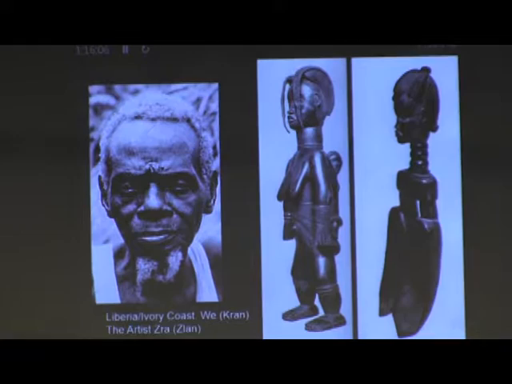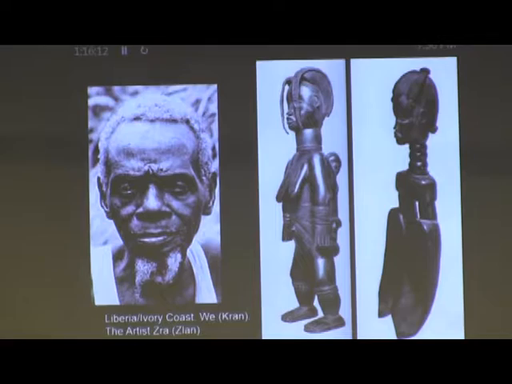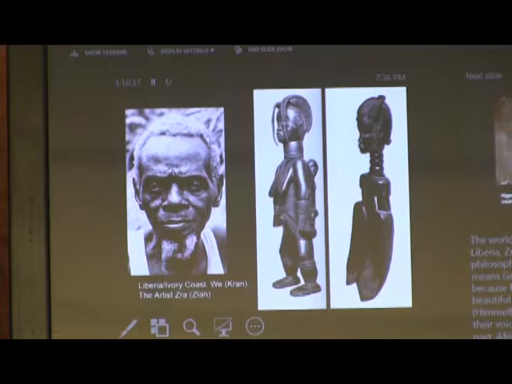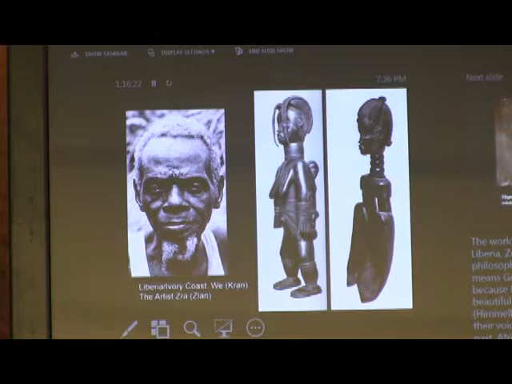Zra, who is an artist from Liberia, basically has said to the anthropologist who interviewed him, my name, Zra, means God. This is what my people call me, because like God, I create something from nothing. I take a piece of wood and I turn it into something.